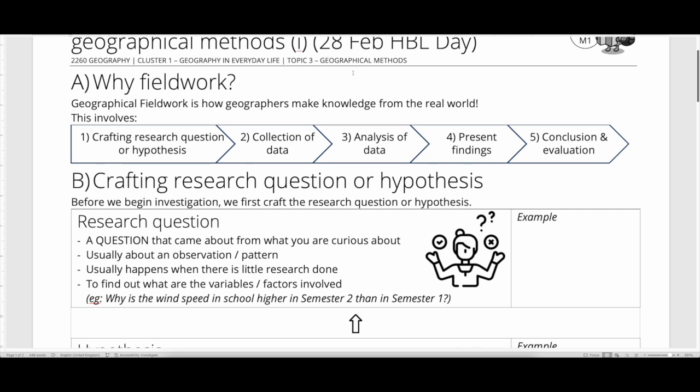So what is geographical methods about? Geographical methods is about how we collect data and make geographical knowledge. So when we go and collect this information and we design what to do about it and we conclude about it, it is called a fieldwork.